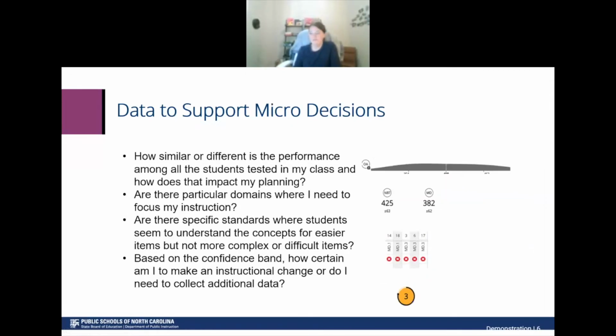We also have data that supports more micro decisions. So these types of decisions are going to be more specific. How similar or different is the performance among all the students tested in my class, and how does that impact my planning? So I mentioned a moment ago that we have these humps, and I need to find a better word to be able to describe that. But these particular visualizations actually contain information that may be helpful for a teacher in planning.